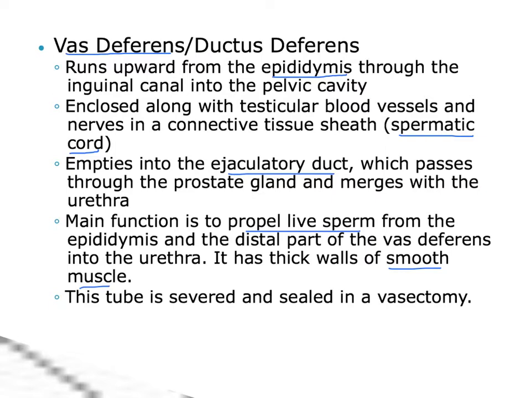If someone undergoes voluntary sterilization and has a vasectomy, it is the vas deferens that is cut, and then the ends are sealed so that no sperm can travel out of the beginning part of the tubule. It will just die and then be reabsorbed, any sperm that is made.